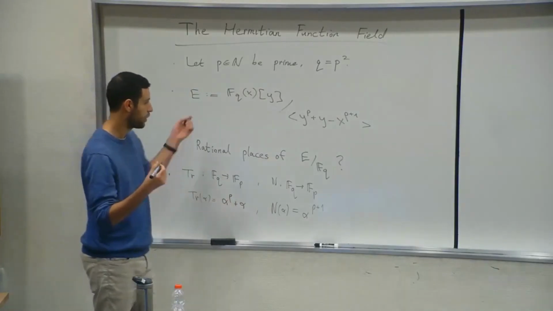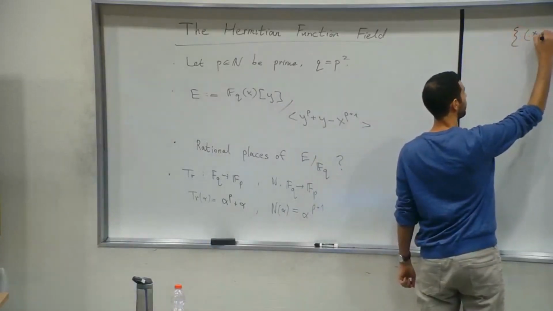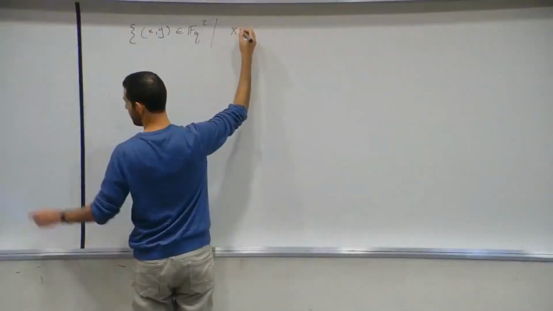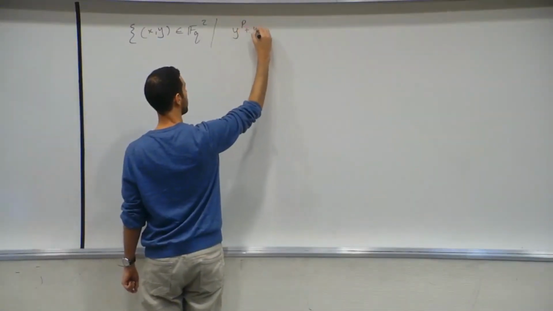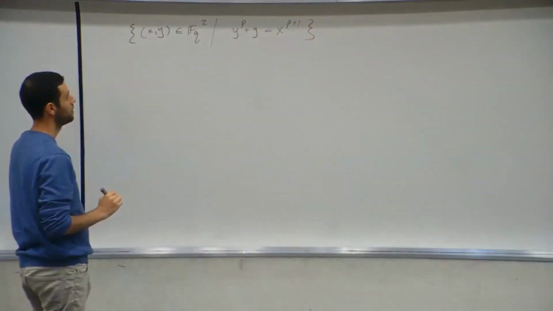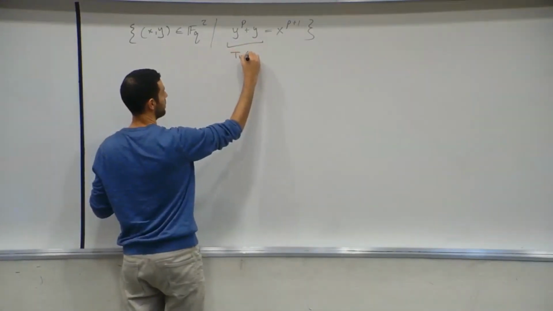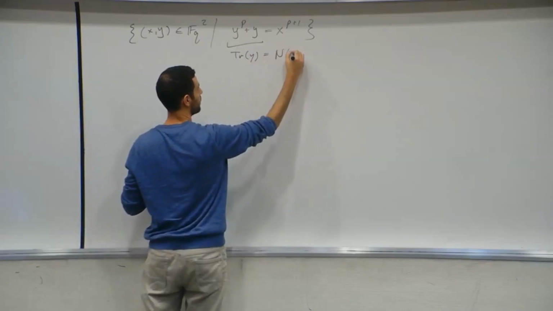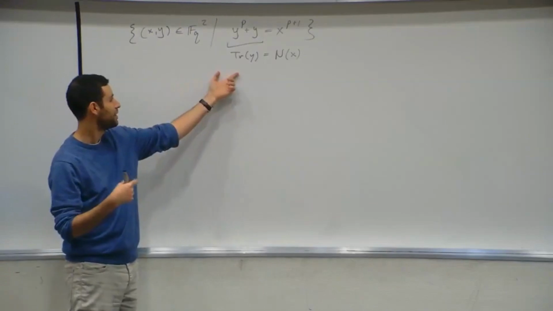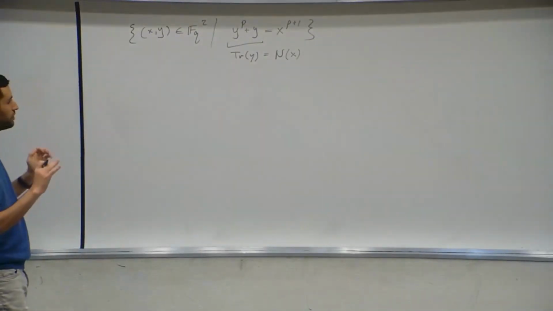So if we think of the Hermitian curve, the set of all (x, y) in F_q squared such that y^(p+1) is equal to x^(p+1), then what is this equation? It's just the trace of y equals the norm of x. And we will see today why it is convenient to work with this equation.